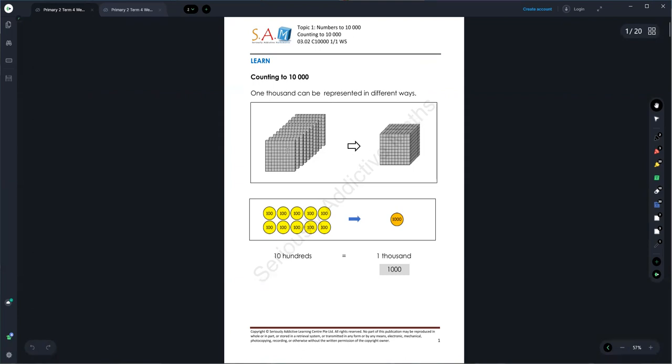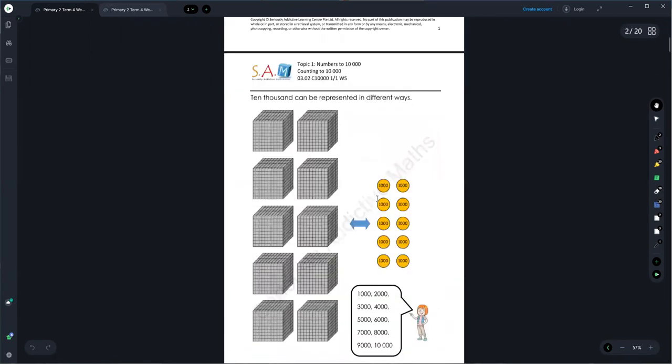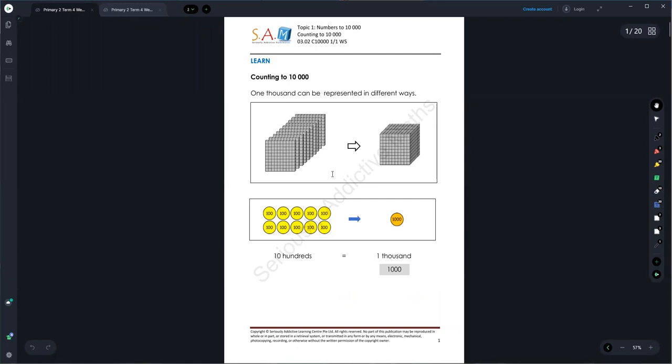Using these cubes, they are aware that each of these squares here is 100. So 10 of them would make 1,000. And they can just count by doing 100, 200, 300, 400, 500, 600, 700, all the way to 1,000. This is important for them to know, and this is a recap of what they have done in primary 2.